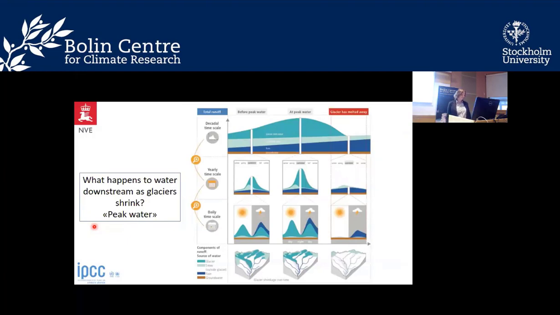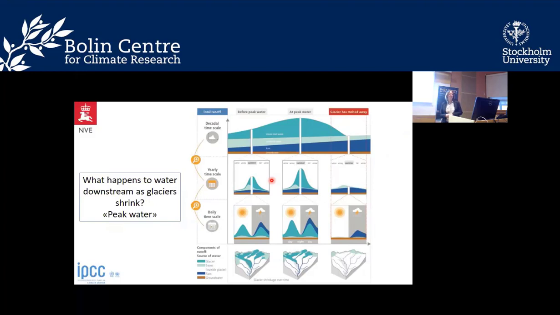And this is the whole figure from the FAQ, and this is sort of looking over several decades of what happens as the glacier melts. We get more and more runoff, peak water, and then we get less runoff. Eventually, the glacier's not there. If we look at that on a yearly time scale, about the time you get peak water, you're getting a lot more water than you were previously.